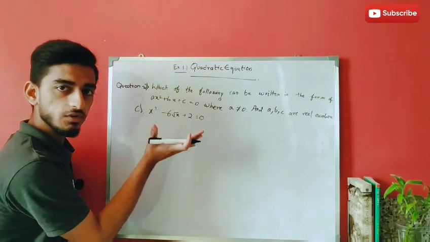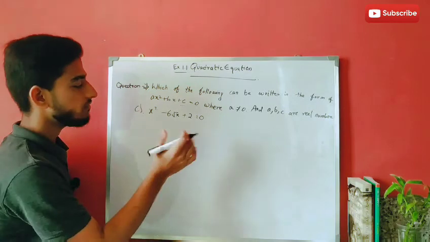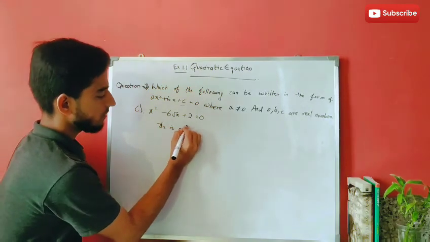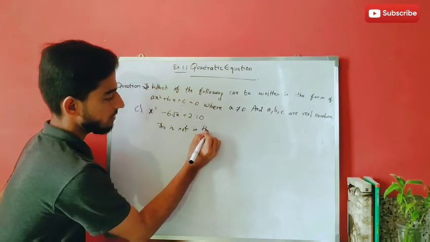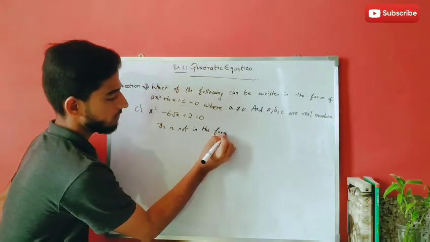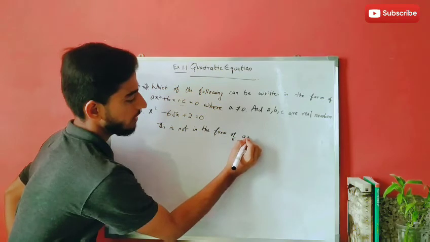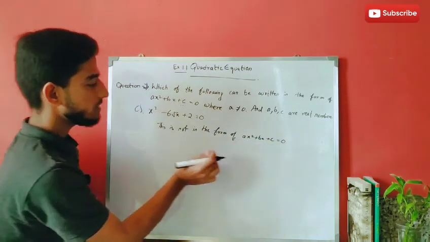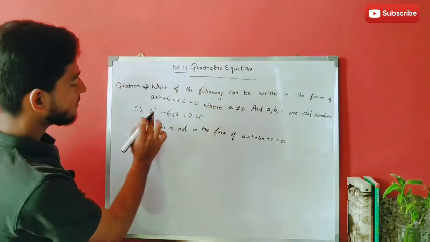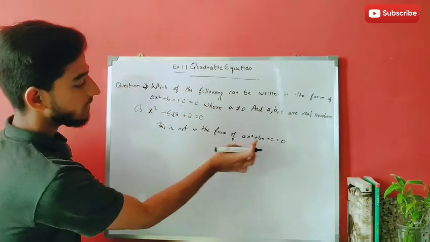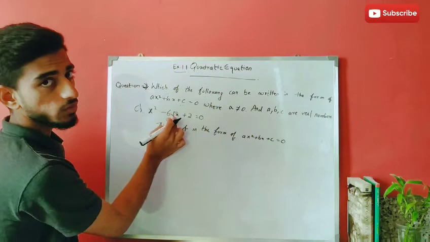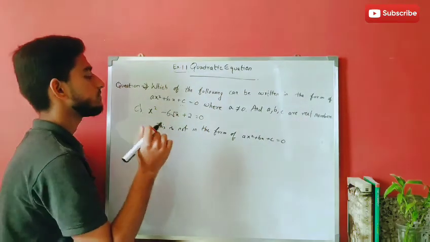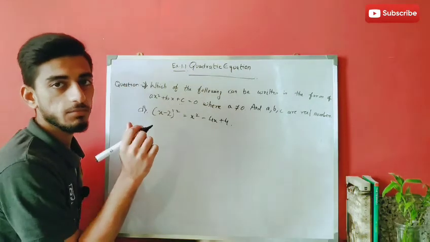So here only we can see that it is not in the form of ax square plus bx plus c is equal to 0. It is not in this form because the highest order is 2, but after that we need x. Here we have root x, so it is not a quadratic equation. Next, we have come to question number D.